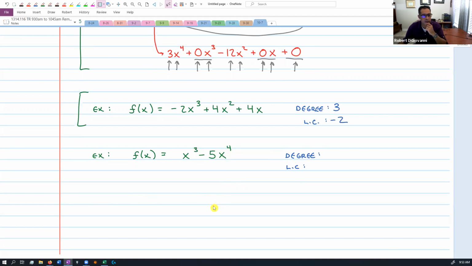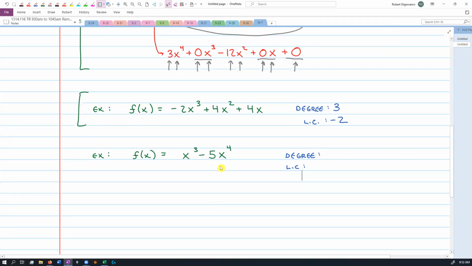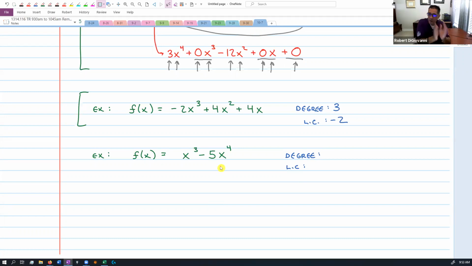Amira, hold on, I'm saying that wrong. Amira, right? Yeah, Amira is saying 4. Do you all agree? Is that the highest power you see? Yes. Right. It's not the first thing you see, it's the highest power you see. So the degree of this would be 4. And then the leading coefficient would be the number in front of that highest power, which would be negative 5.